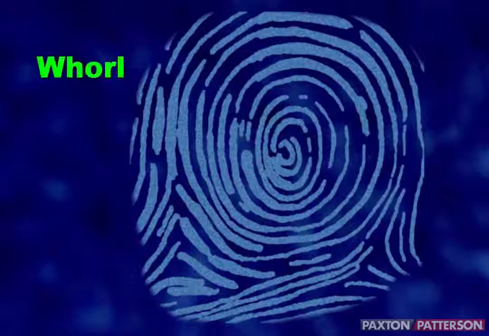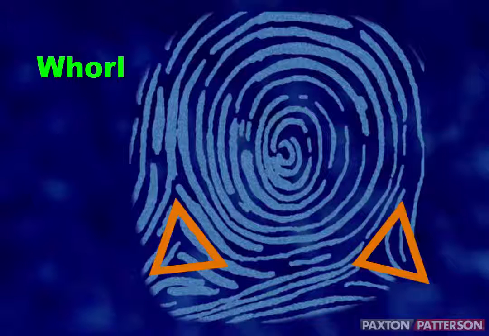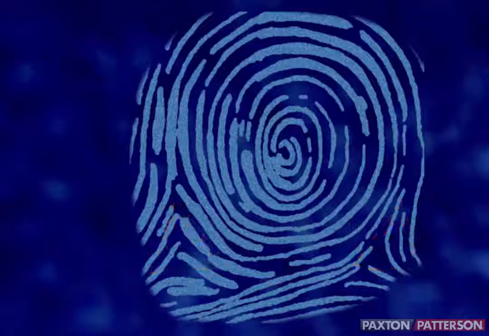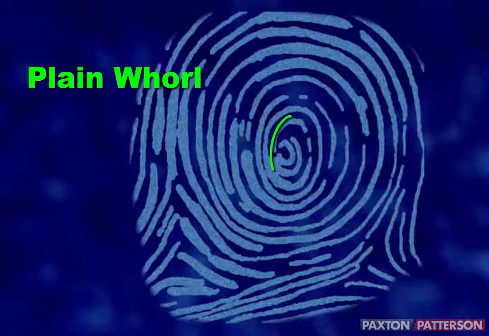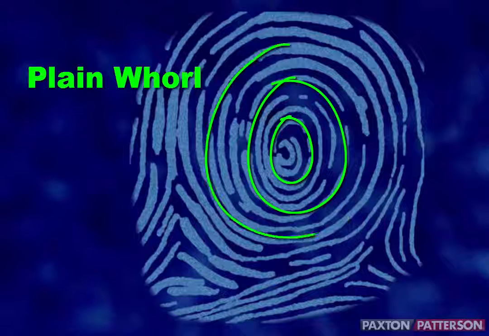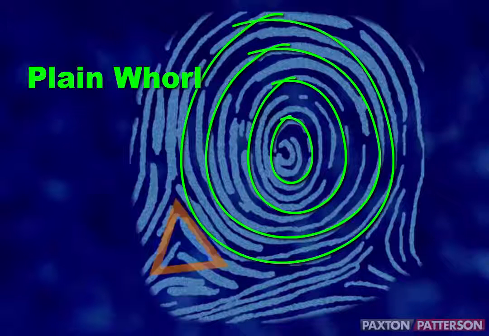In a whorl pattern, the ridges form a spiral that appears to complete a full circle. Approximately 25% of the population has whorl patterns. There are 4 major whorl patterns, and each one has at least 2 deltas. Plain whorls have 1 or more ridges that make a complete circle. You'll see a small circle in the middle with concentric circles spreading out from there. There are 2 deltas on the print that are on opposite sides of the circles.